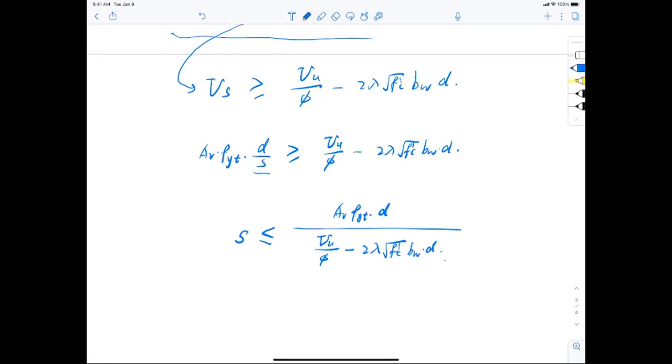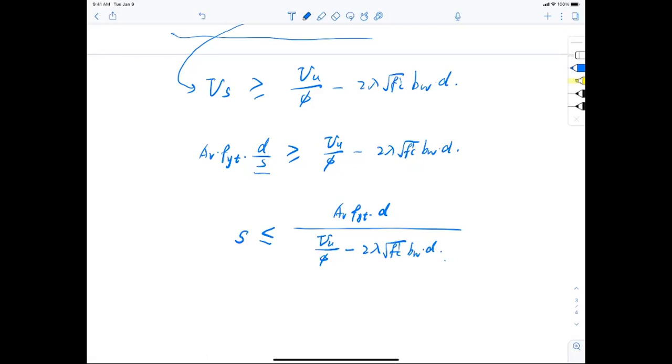What did I just do? I now got an equation for how we calculate the spacing required for the stirrups, then finish the design. I go from the applied shear, I know how much the concrete can provide, and whatever is left has to be taken care of by the reinforcement. I get a relationship for the spacing between the stirrups. So all I have to do is calculate spacing for the stirrups.